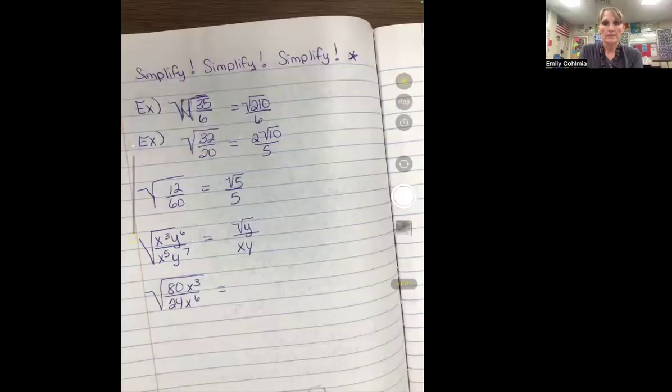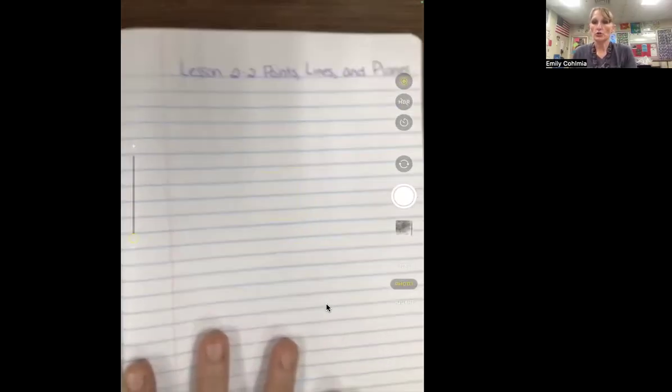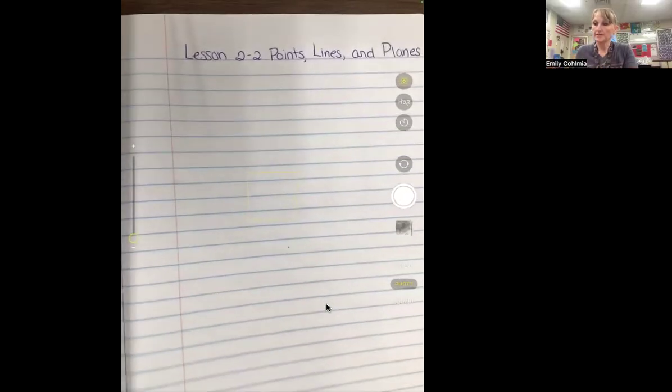Welcome back. Today we are going to be looking at lesson 2-2, which is our first real geometry lesson, and it is going to be on points, lines, and planes. So I am going to share my doc camera here so you can see my notebook. There we go. And so this is lesson 2-2, points, lines, and planes.